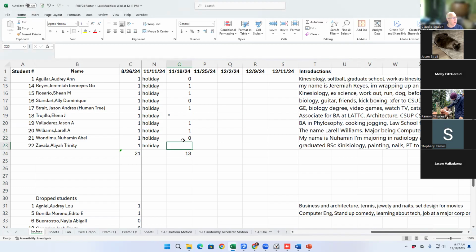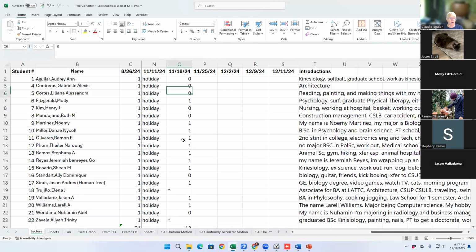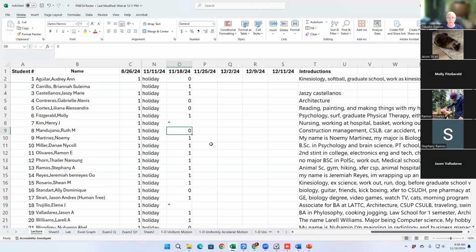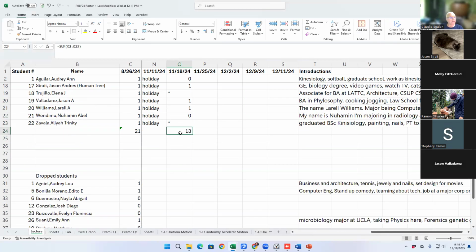Alia Zavala. Okay, I can see Alia in my roster, but I don't see her here. Let's see, Henry Kim. Are you there, Henry? You just joined us, right? Henry is not replying. Okay, so let's see. We have 3 students who didn't reply. 13 plus 3 is 16. Okay, matches.